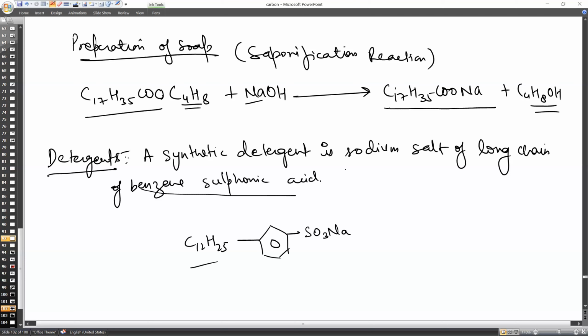But what are detergents? Detergents are actually the sodium salt of long chain benzene sulfonic acid. This is the benzene ring and this is the sulfonic acid. The H is removed here, and instead of it we have Na. So note this down.